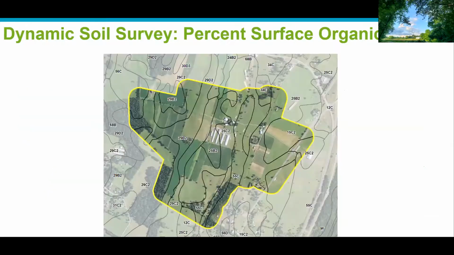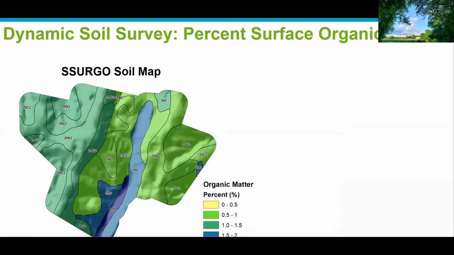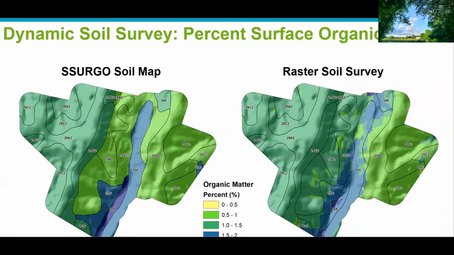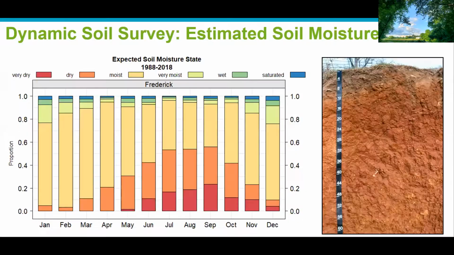And of course, can't show this without talking about organic carbon. The standard Surgo map shows one view, the raster map shows another. So to where we're predicting what the carbon content would be in that surface layer. So again, changing the data, changing the resolution, again, hopefully helping the management.